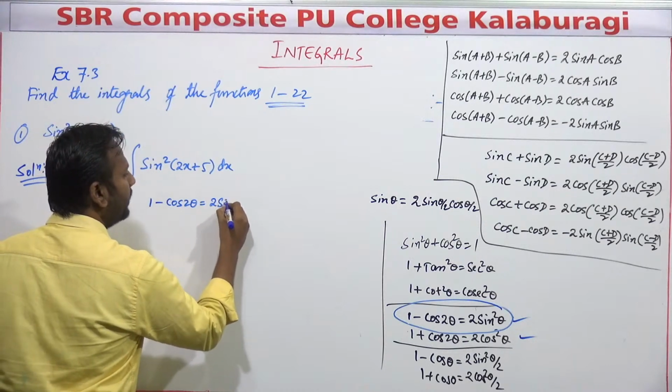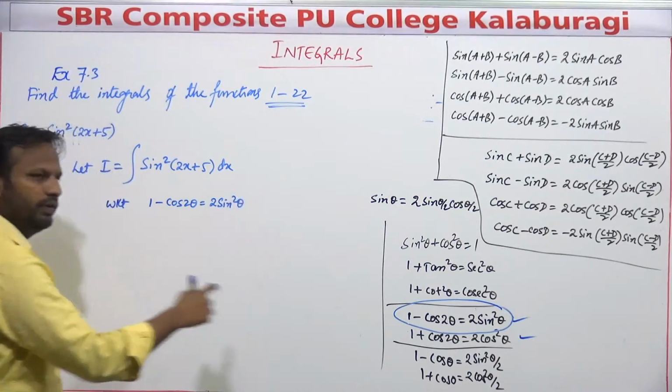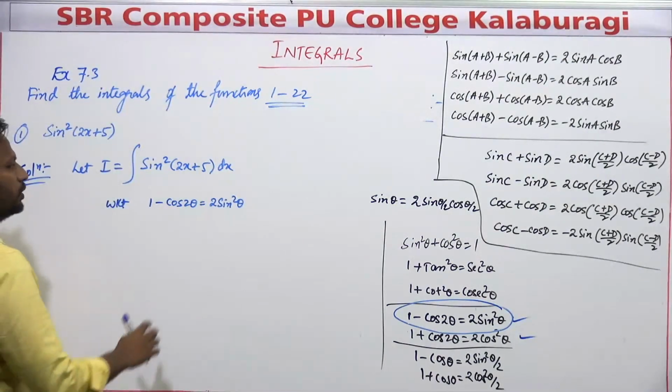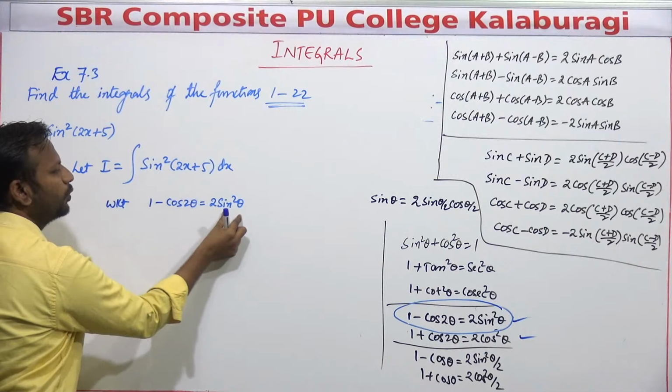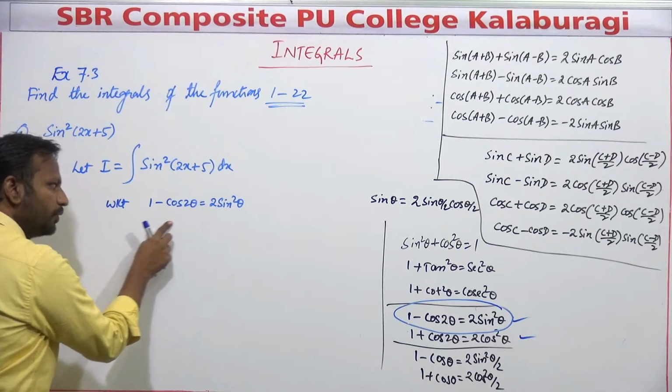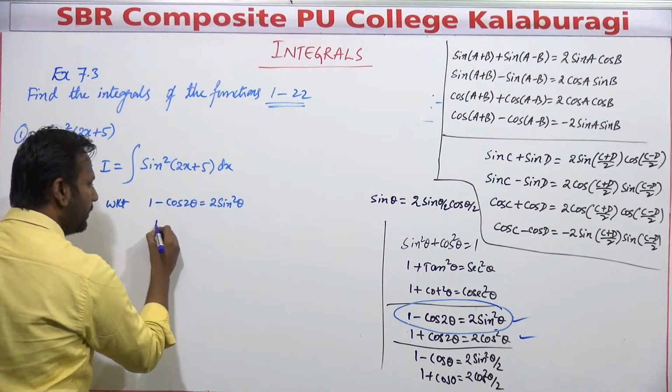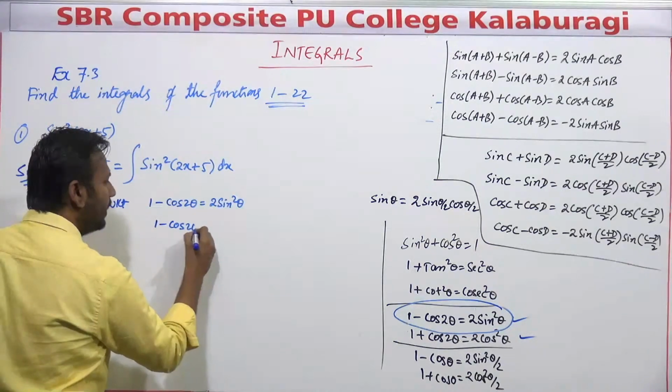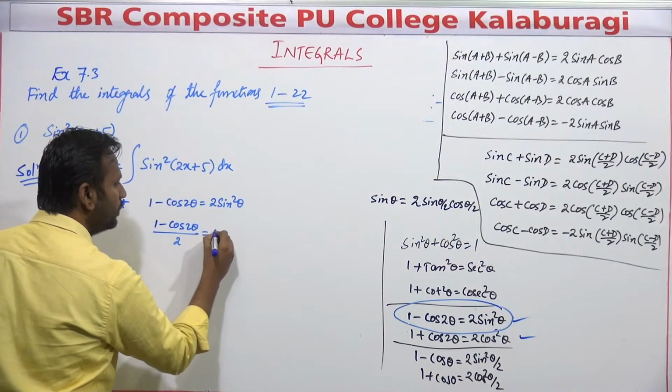2 sin square theta. Yes or no? We know the formula, right? So I need only the form of sin square theta. So what do I have to do? I should cross multiply by 2 there. So what happens? 1 minus cos 2 theta divided by 2 is equal to what here?